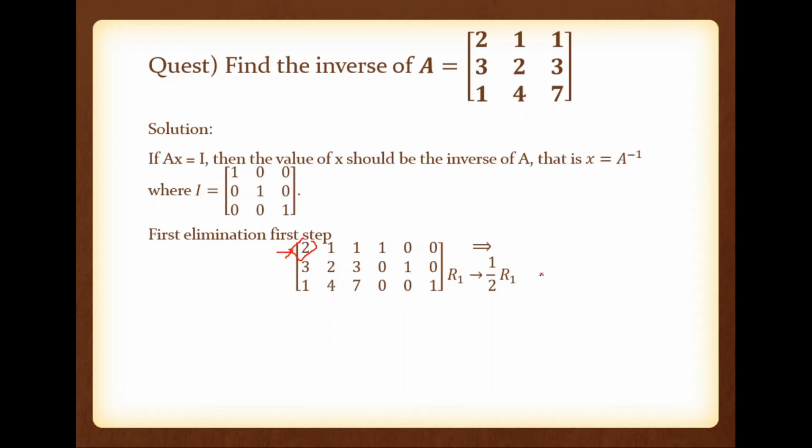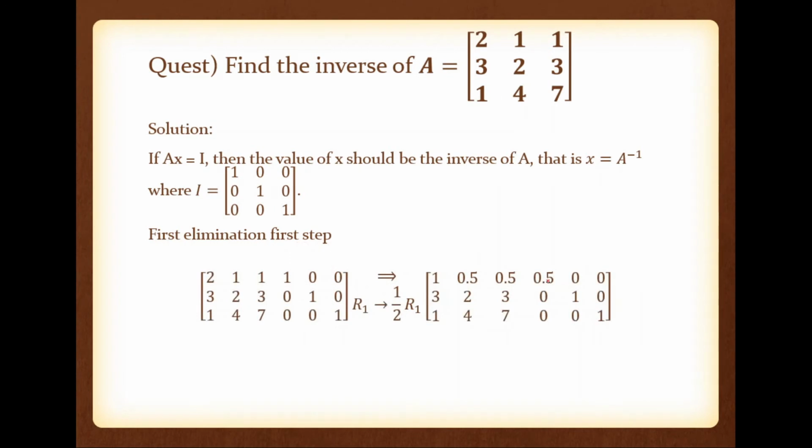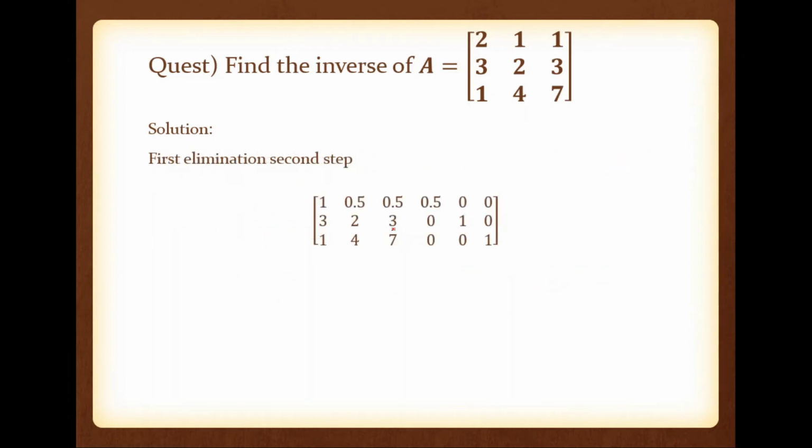Okay. So what is the value? So 2 will become 1. 1 will become 0.5. This one will become 0.5. This one will become 0.5. So this is the modified augmented matrix. So the first row is modified. The remaining rows are not modified.